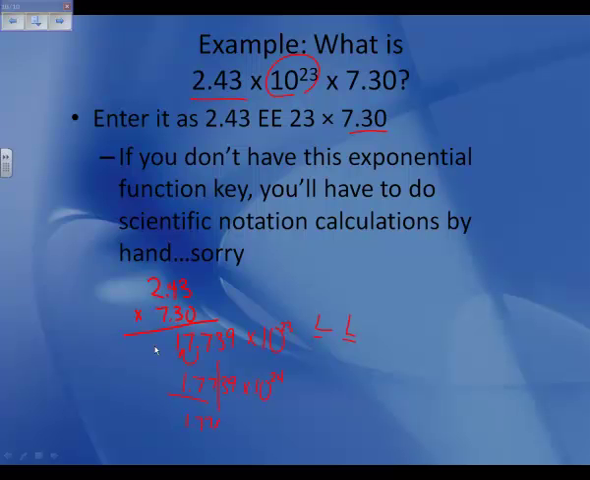Okay, well that's it for using scientific notation and working with certainty, precision and accuracy.